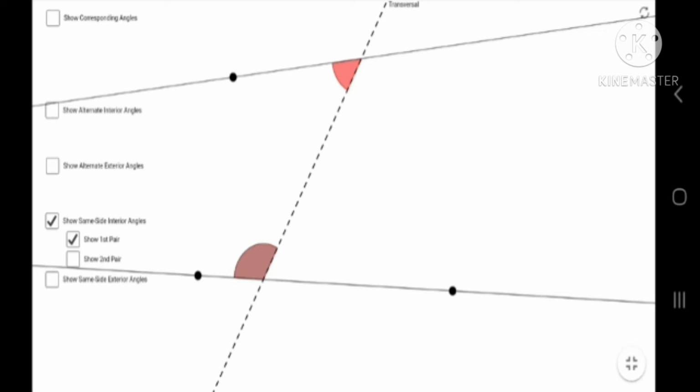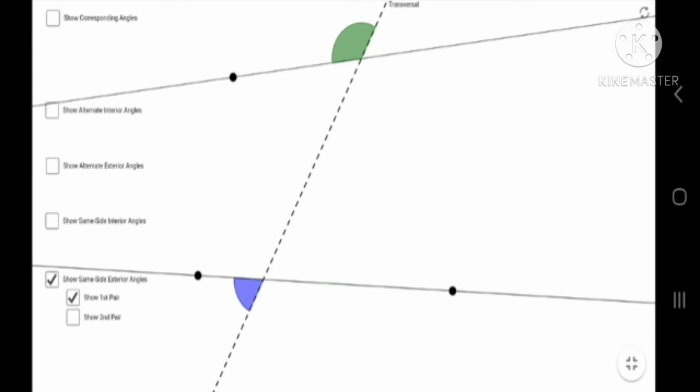The next one, same side interior angles. As you can see, they are on the same side of the transversal and inside the given lines. So they are same side interior angles, which lie inside the given lines. There are two pairs of same side interior angles. The first pair lies on the left side and the second pair lies on the right side.